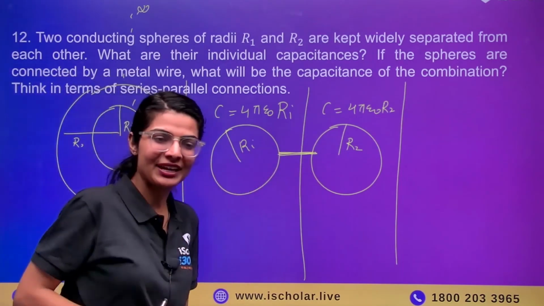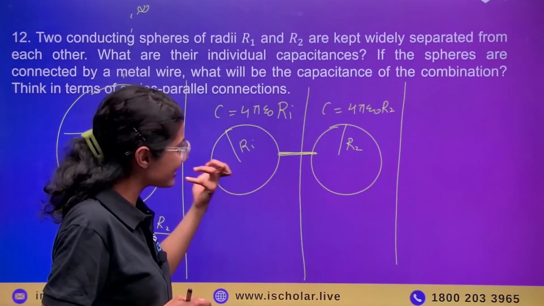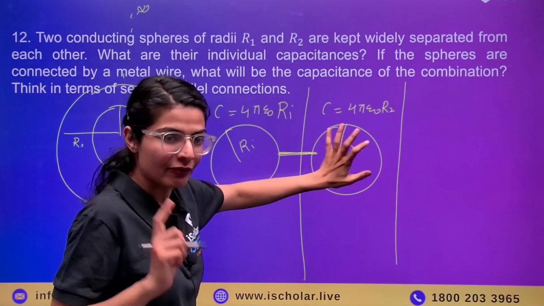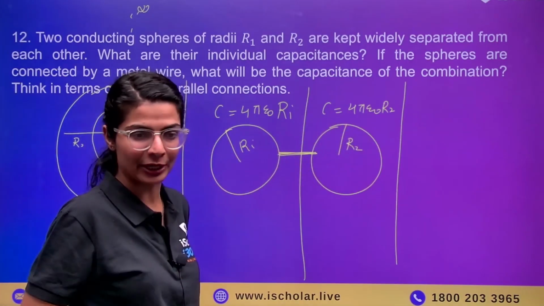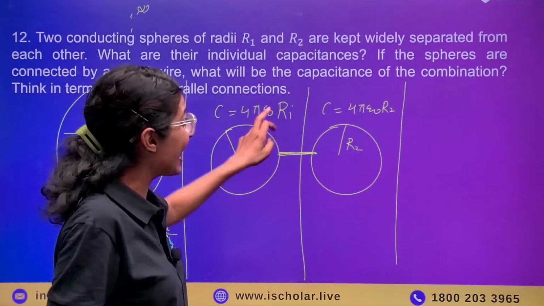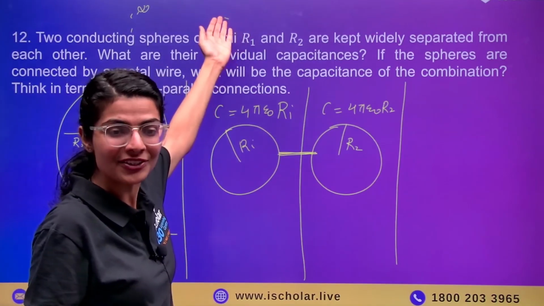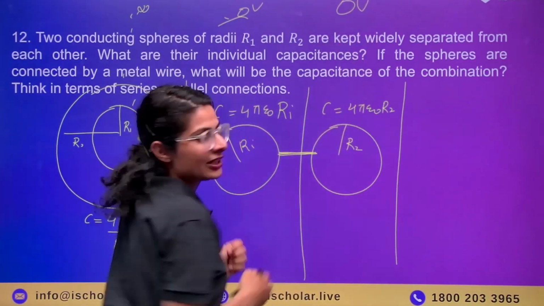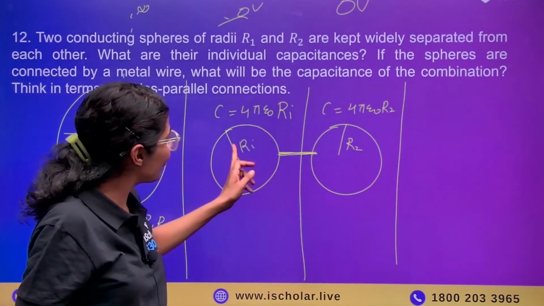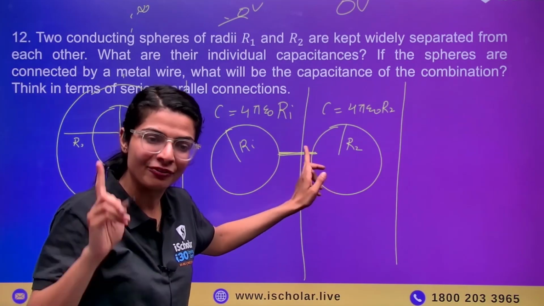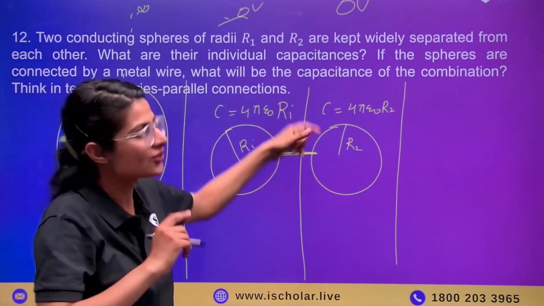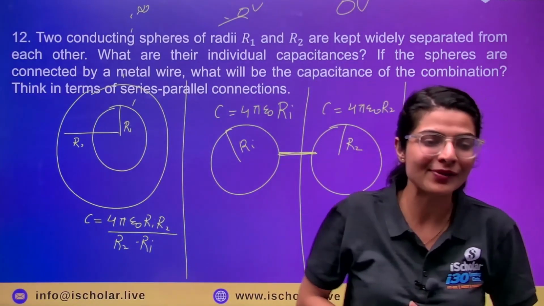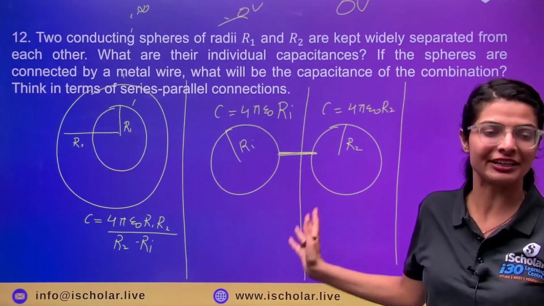Now try to understand, are they in series or in parallel? One of the metal parts is connected to the same potential. What about the other? That is at infinity, at zero potential. So basically one metal is connected to the same potential, and the other is also at the same potential. These two capacitors are lying between the same potential difference.